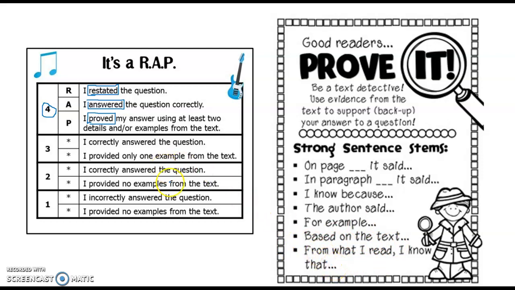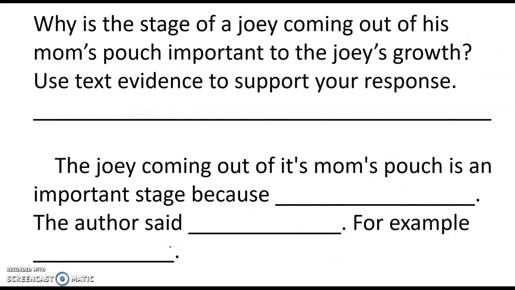So both of these things are included in your writing assignment today so that you can look at them again. Let's take a look at your writing assignment. Why is the stage of a joey coming out of his mom's pouch important to the joey's growth? Use text evidence to support your response. So we're focusing only on the stage of the joey coming out of his mom's pouch. And we're talking about why it's important.